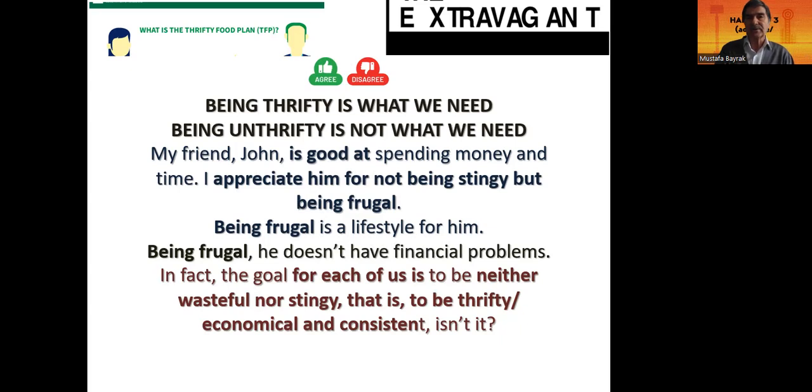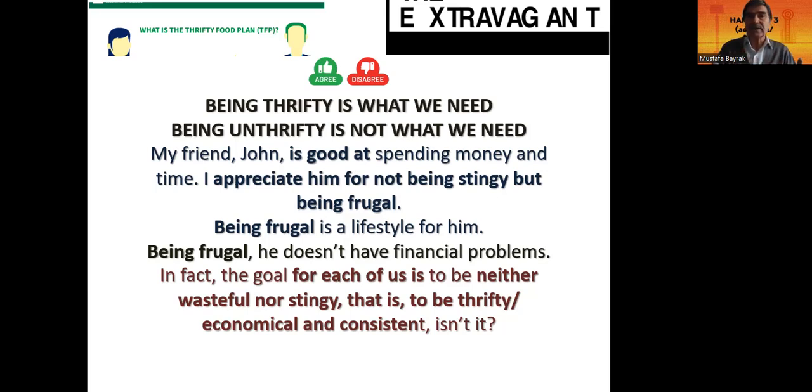As you see, gerund is the subject of the sentence. Being unthrifty, just opposite of thrifty. Being extravagant, okay? Being wasteful. Being unthrifty is not what we need, okay? It is not it. Being unthrifty is noun. What we need is a noun clause, so it is not it. In this way, we say it, being thrifty is not what we need.